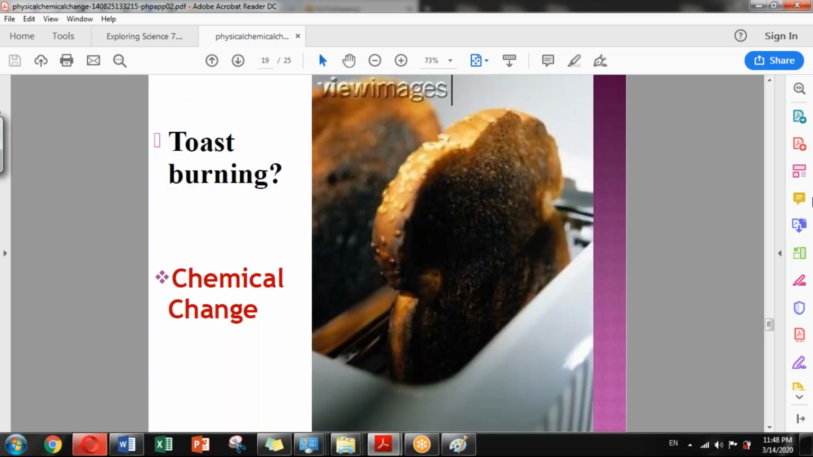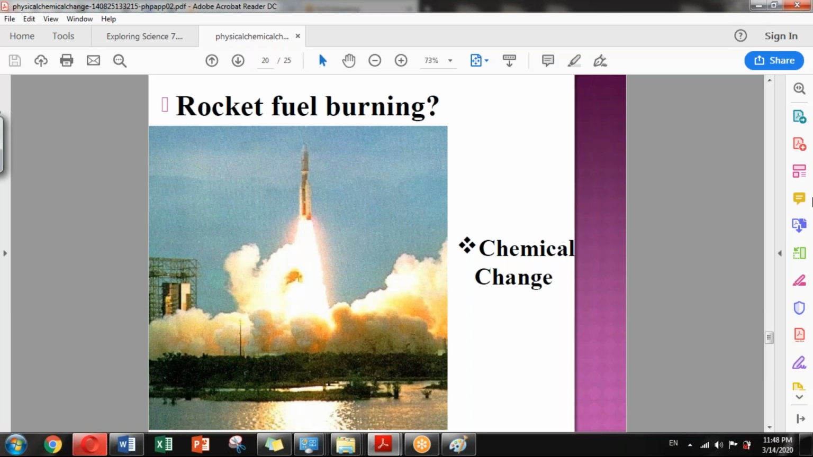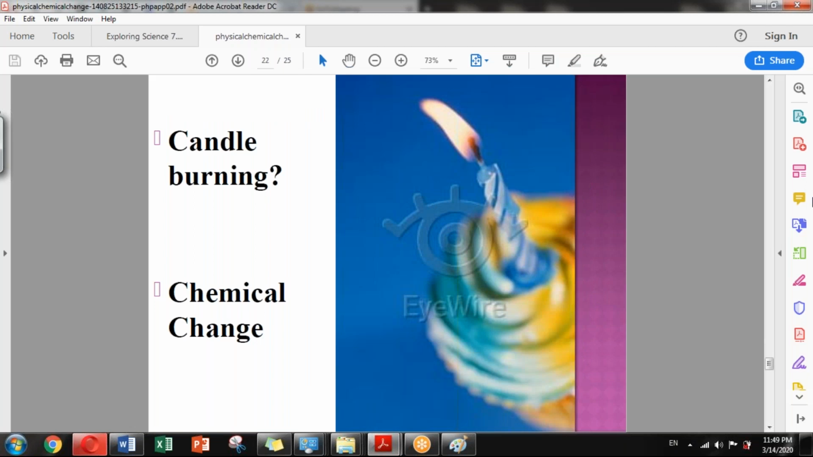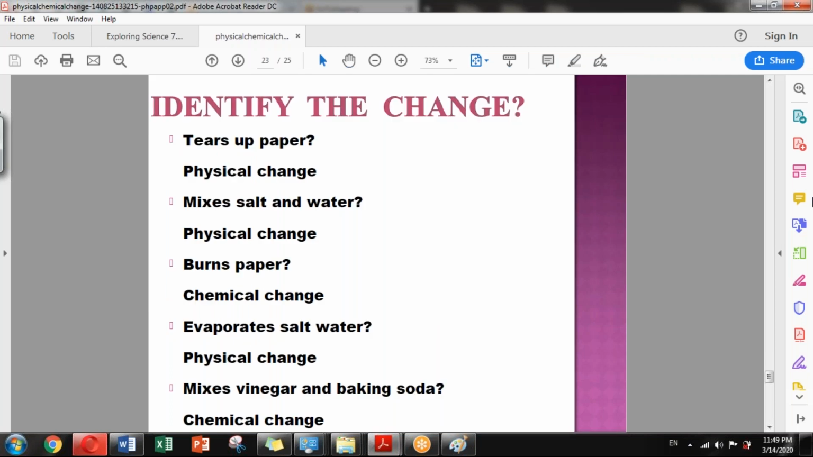Look, here also we have another example. Toast burning, yes, this is chemical change, because in the burning process it reacts with oxygen, and burning reactions require oxygen. Rocket fuel burning, it requires oxygen and it reacts with oxygen, and this is chemical change. Metal rusting, again, yes. For example, iron reacts with oxygen and water, and other corrosion processes of the metals that react with oxygen, and new chemicals, new oxide, which is a new chemical compound, new substance, are getting from this reaction, and that's why it's considered as chemical change. Candle burning, yes, of course, is chemical change because it reacts with oxygen. And identify the change. Here we have some examples.